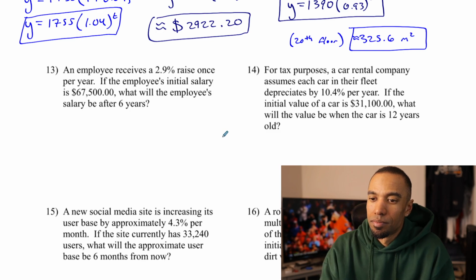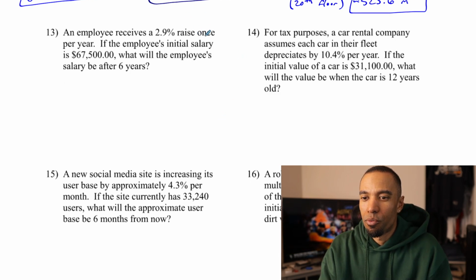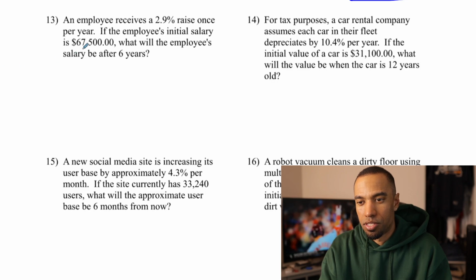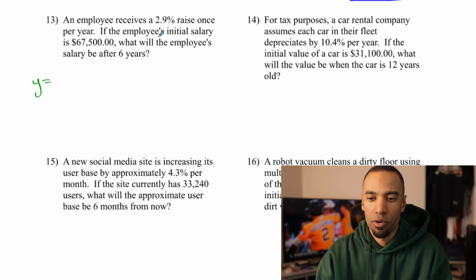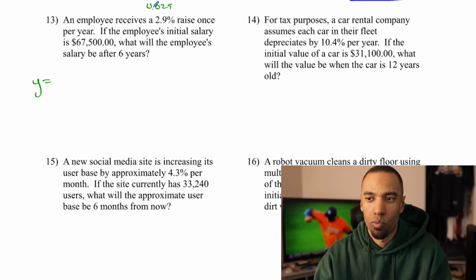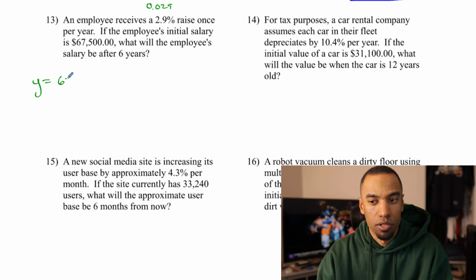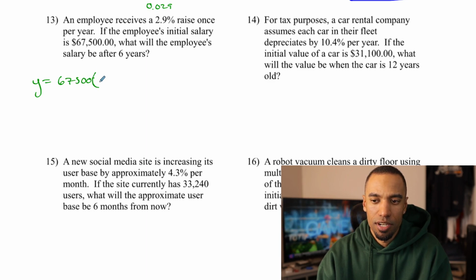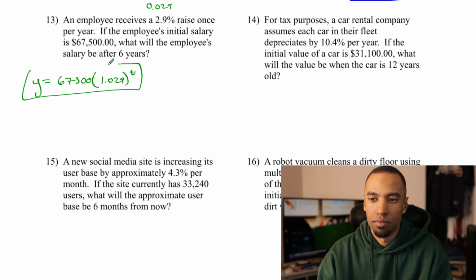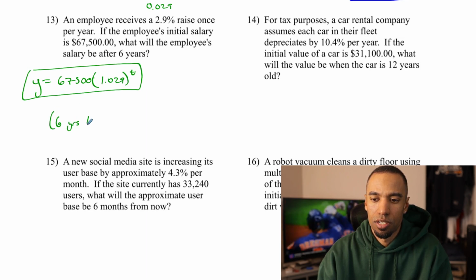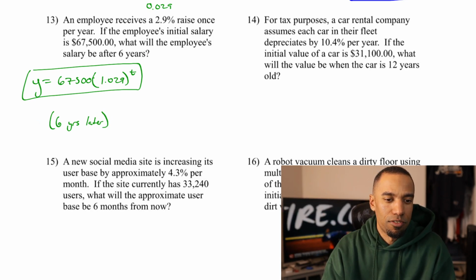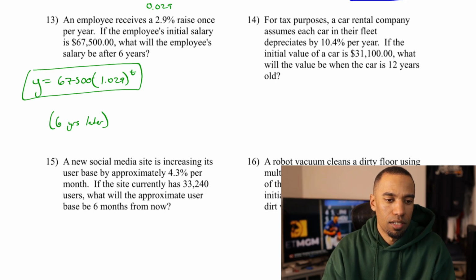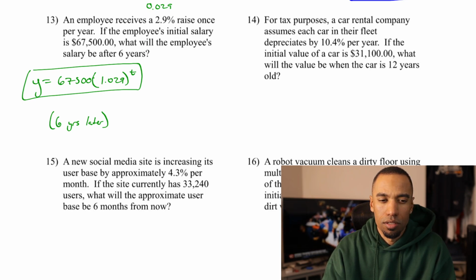Number 13. An employee receives a 2.9% raise once per year. If the employee's initial salary is this much, what will the employee's salary be after 6 years? So once again, as a model, 2.9% raise, that's 0.029. We're going to add that to 1. 1 plus 0.029 is 1.029. 67,500 times 1.029 raised to the t power is the model. So 6 years later, we're going to substitute 6 into there. So 67,500 times 1.029 to the 6th power.